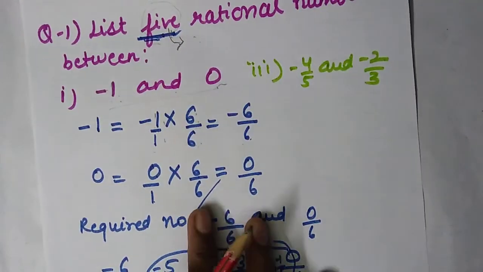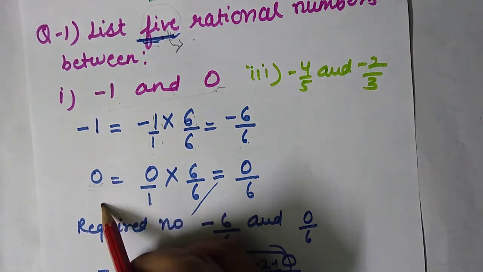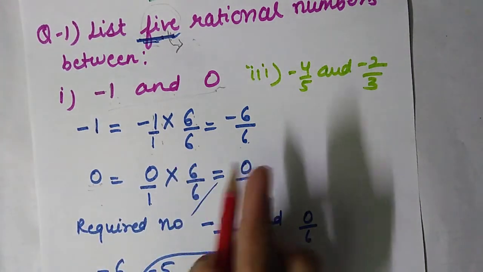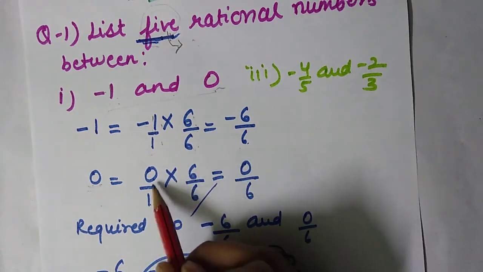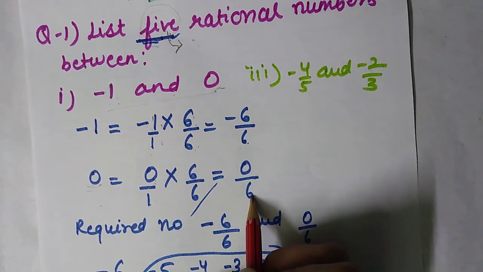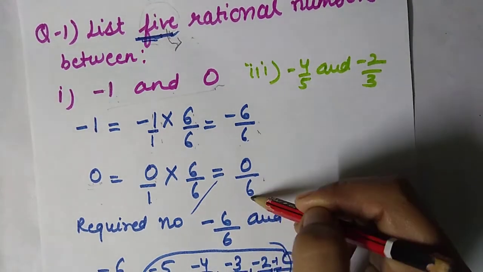And the same you have to do with 0. 0, and in the denominator we have 1. We have to find 5 rational numbers, so one more than 5 is 6. So multiply the numerator and denominator by 6. So you will get 0 by 6. And we have to find rational numbers in between them.